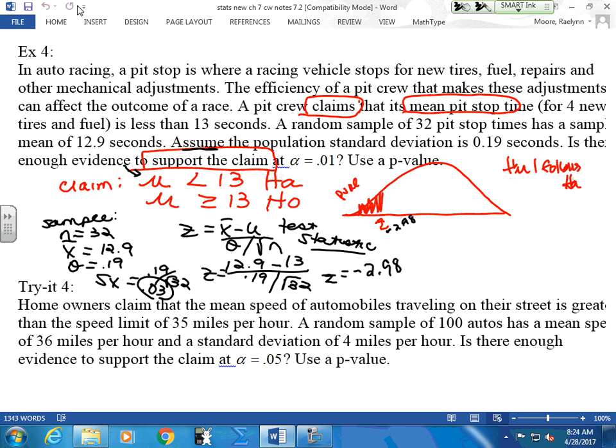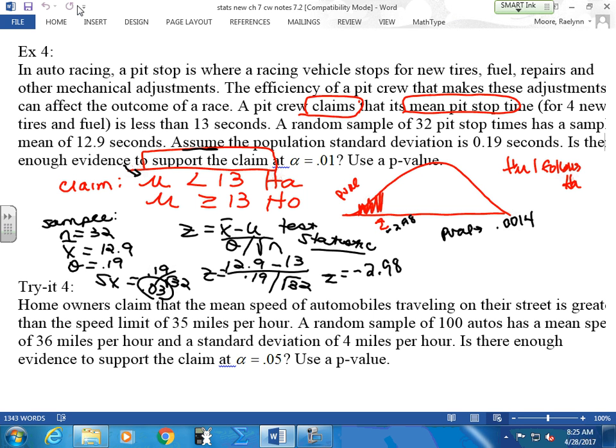I need a p-val. Where do I get my p-val from? Table 4. I look up negative 2.98. Do I want the area to the left or to the right? To the left. I need it to match my graph. So I look up the area to the left, and I get 0.0014.